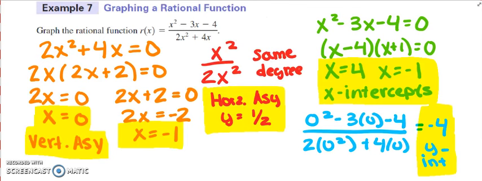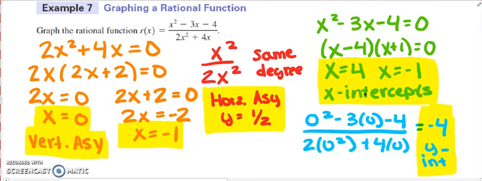Okay, so I found my vertical asymptote by setting my denominator equal to 0, factored, solved, got 2. Same degree for my horizontal asymptote and my leading terms, so I compare the coefficients. That's a 1 over 2 for my horizontal asymptote. For my x-intercept, set the numerator equal to 0, factored, solved. For my y-intercept, plugged in 0 for x and solved and got negative 4. Be careful that you do know what goes with what, because like x equals 0 and x equals 4, don't get them confused. X equals 0 is a vertical asymptote, x equals 4 is an x-intercept.